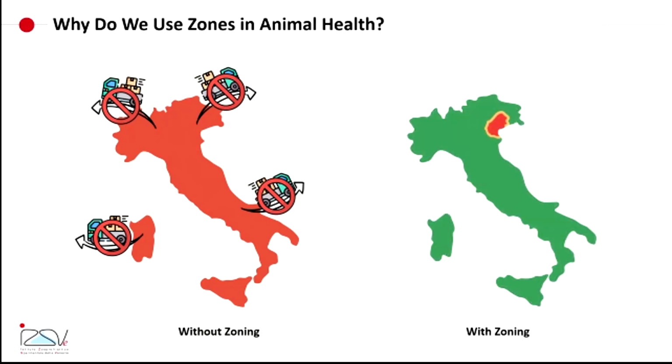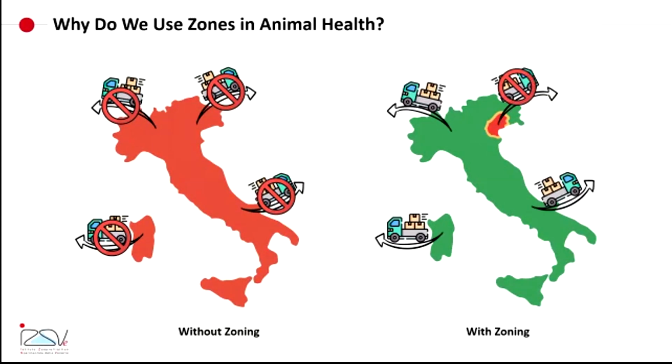Same scenario, but we apply what is called a zone. In this case, we have a very small infected area, the red one, with a small buffer around it, meaning you have some more measures to limit the spread of the disease. In this case, the scenario for trade is quite different. From the infected farm alone, you cannot export poultry products. For the other part, you would be able to export.